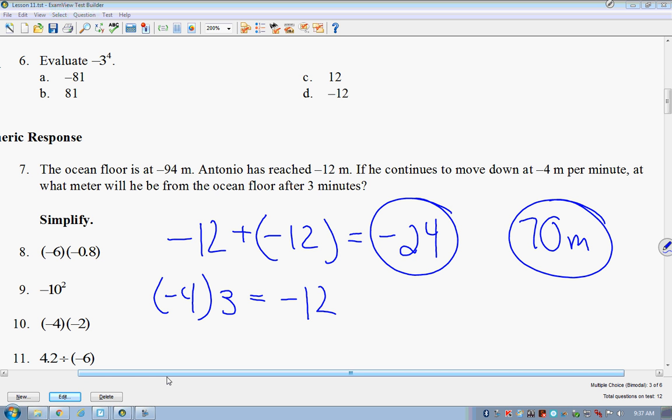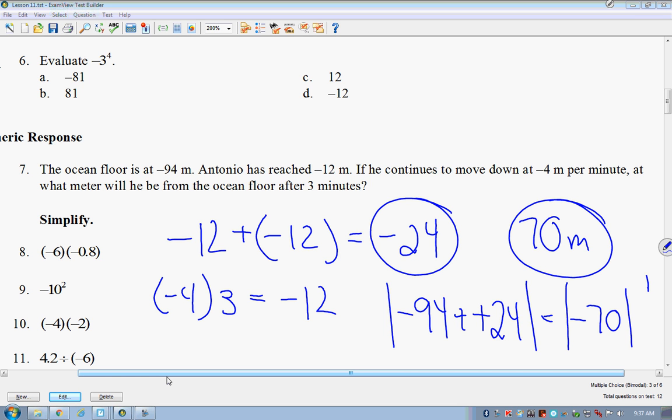Okay, so you're looking at, yeah, I mean it's an absolute value because we're talking about distance. Okay, so what you wind up with is negative 94 minus negative 24. Okay, so you have negative 94 plus 24, which is absolute value of negative 70, which is 70. Okay? Does it make common sense at least? All right, great.